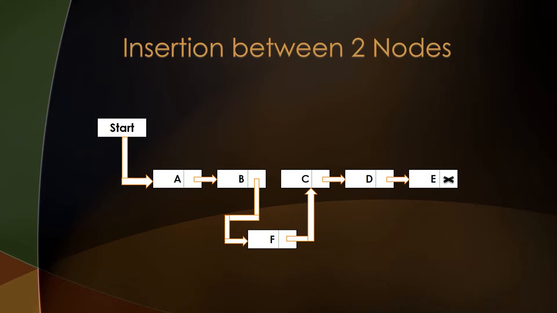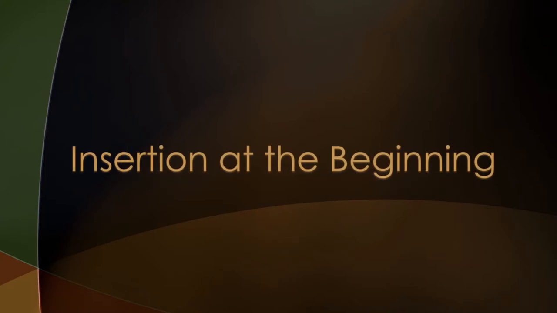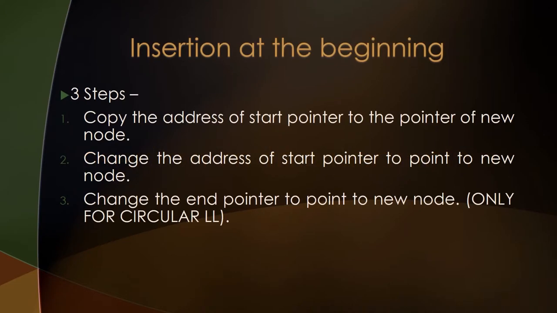Now we'll begin with the next part, that is insertion at the beginning of a linked list. While inserting at the beginning of a linked list, there are three steps. Copy the address of the start pointer to the pointer of the new node, change the address of start pointer to point to new node, and finally change the end pointer to point to a new node. However, remember, the last point is used only in the case of a circular linked list. This does not apply to a singly linked list.